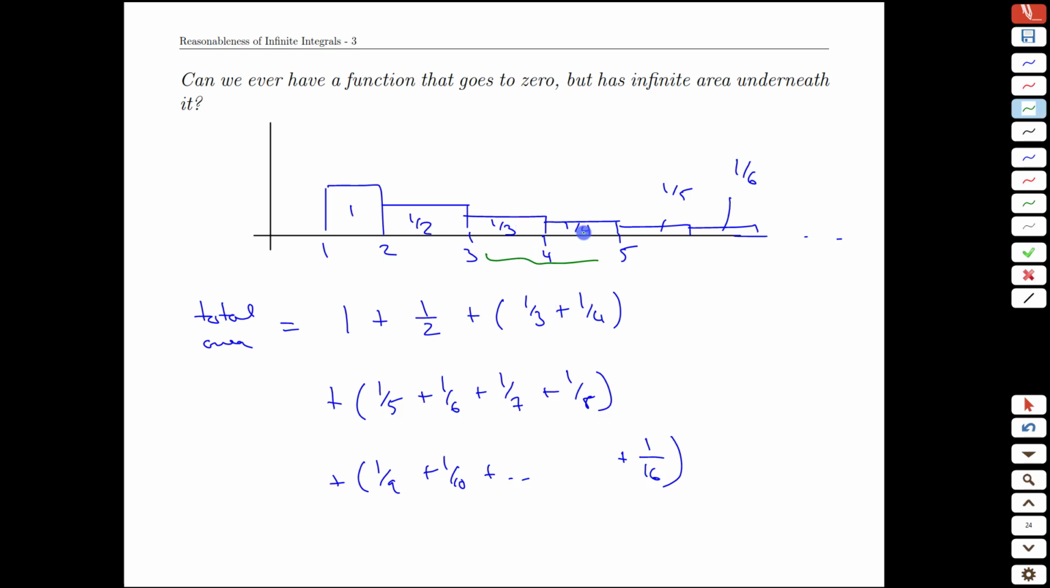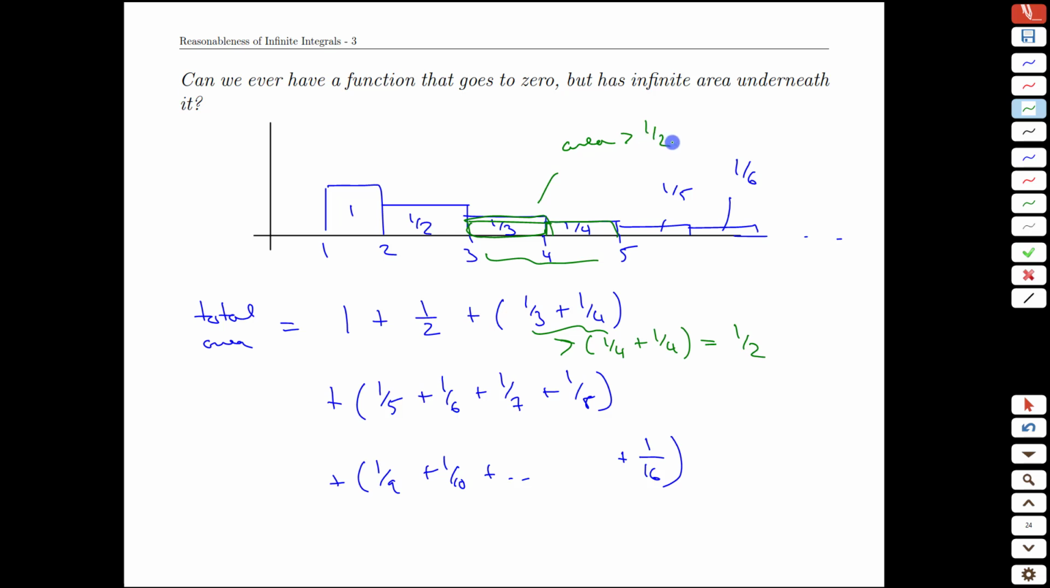If we have 1/3 and 1/4, I'm guaranteed that that's going to be bigger than 1/4 and 1/4, because 1/4 is smaller, so we're taking something smaller. But 1/4 plus 1/4 is 1/2. So this region here is at least 1/2.